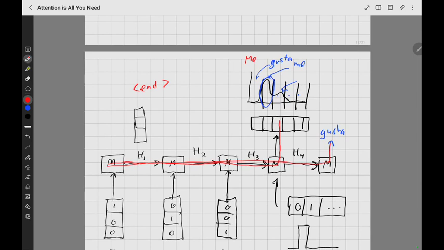Adding on to that, there's a reason for that. Remember, H is a vector, and this vector is a set size. You can only encode so much information into a vector. So this H3 essentially has to encode all the information of the input sequence.